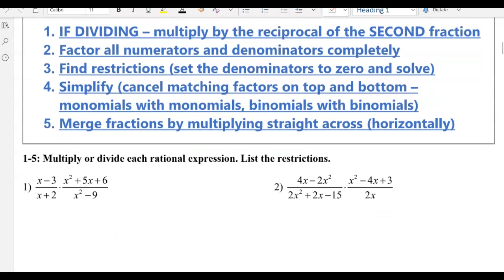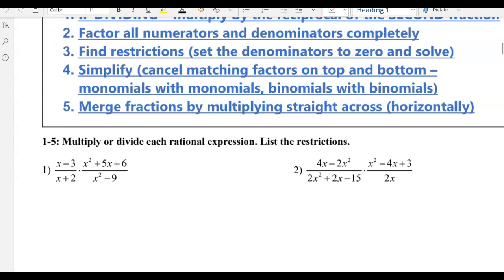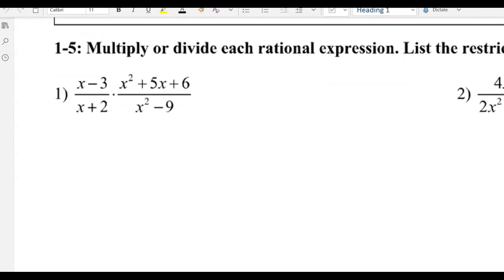Guys, the guideline said we only flip the second fraction if what? If we're dividing. Are we dividing on example 1? No, so we don't. Step number 2 said do what? Factor. All right, let's factor, y'all. X minus 3. Can we factor that at all? No. X plus 2 in the denominator? No. So we just copy those down.